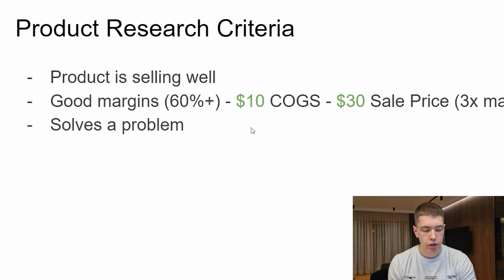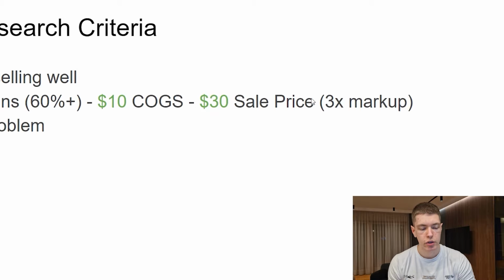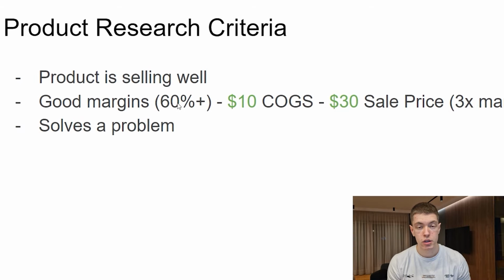So if that is around $10, you want to make sure you're selling the product for at least like $30, because that's around the 3x markup, and that's going to give you around 60%, 70% margins. If your margins are 50% or below, it's extremely hard to make any product work, no matter how good everything else is. Just because you're going to be spending a lot of money on ads, and by the time you account for all the expenses, you're going to be left with very little profit. So always make sure your product has at least a 60% or ideally higher profit margin.